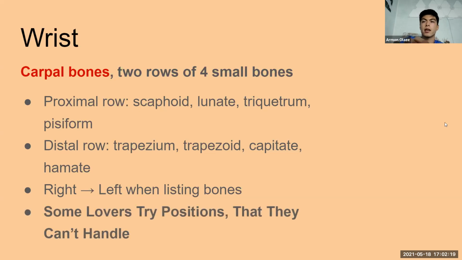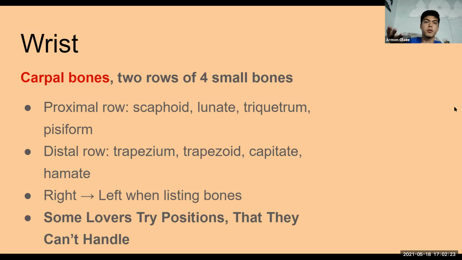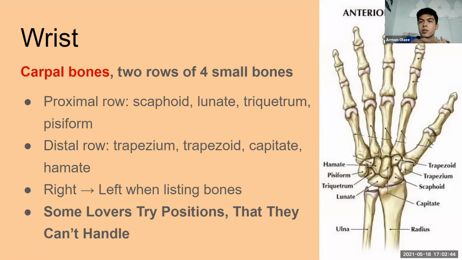And the mnemonic that I learned from the anatomy class that you guys probably heard too is "some lovers try positions that they can't handle." So this is where it comes into play when you are memorizing the rows, to memorize them in a specific order. So then you could use this mnemonic as well to help you label all the bones in the correct order.